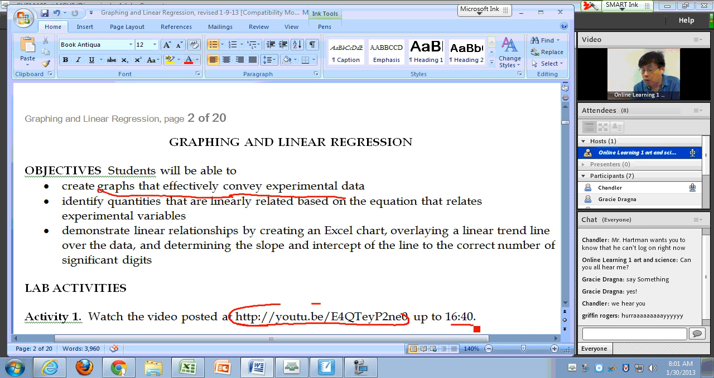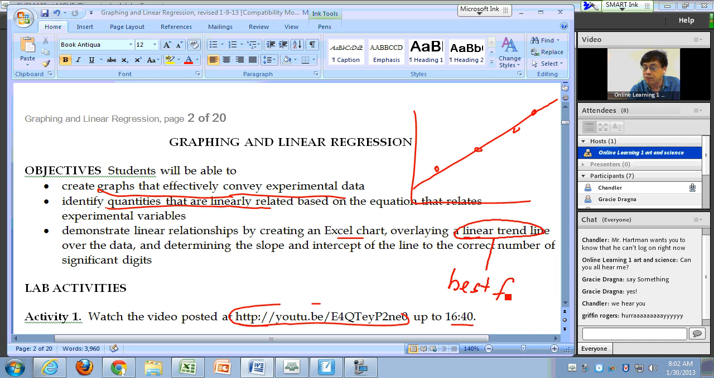Okay, what we're going to focus on today is graphing things that are linear. So we're going to identify quantities that are linearly related based on the equation that relates them. And we're going to demonstrate linear relationships by creating an Excel chart. So we're going to learn how to create a chart using Excel. We're going to learn how to draw a trend line over the data. So you'd have an Excel chart that might look like this. And then you learn how to overlay a trend line, what's called a linear trend line, also known as the best fit line. So this linear trend line is also known as a best fit line.